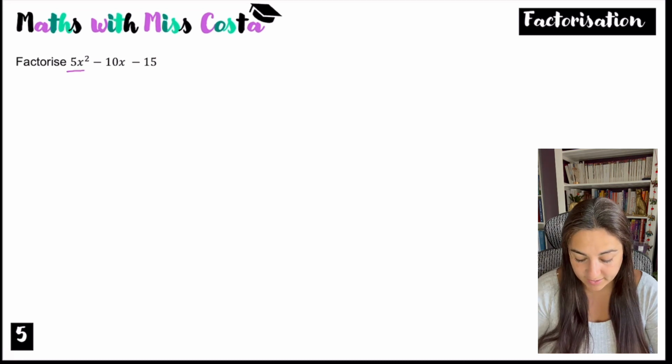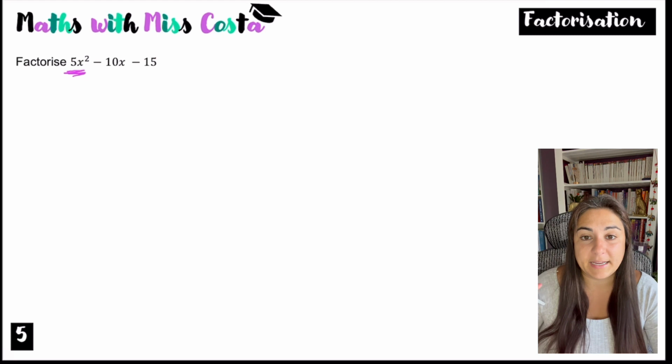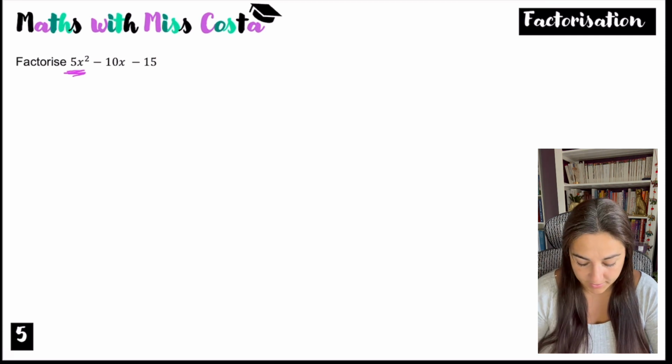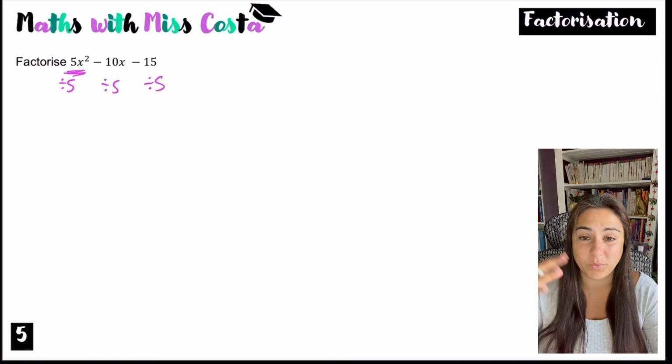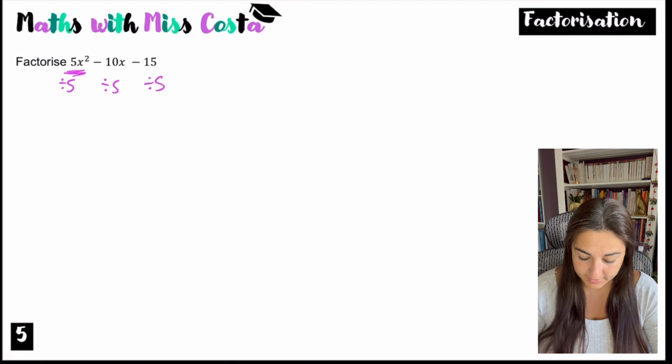So over here you can see the coefficient of x squared is 5. Now if the coefficient of x squared is something that each term in the expression is divisible by, then just divide everything by that term. So 5 is divisible by 5, 10 is divisible by 5, and 15 is divisible by 5. So you automatically make your expression a lot simpler.